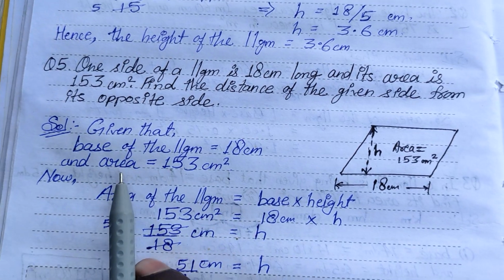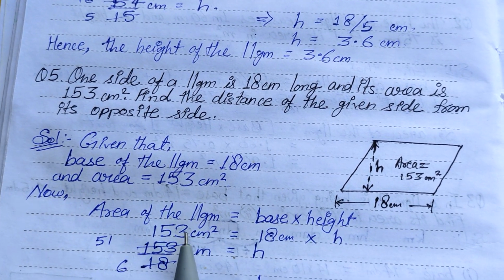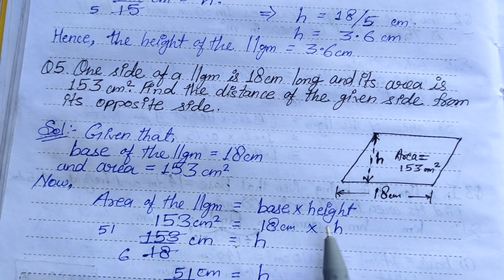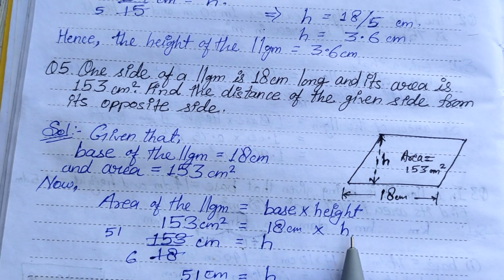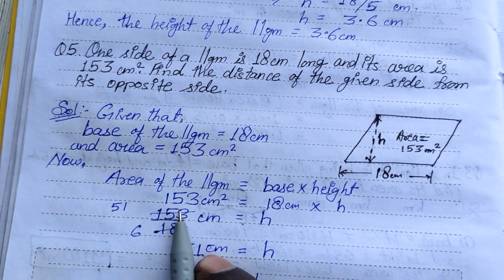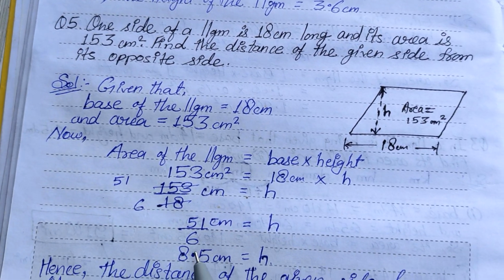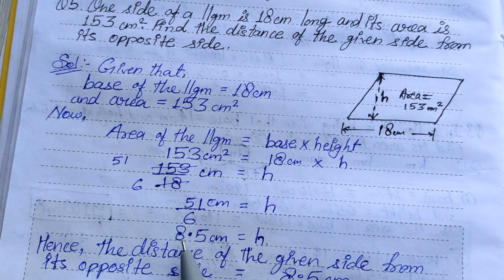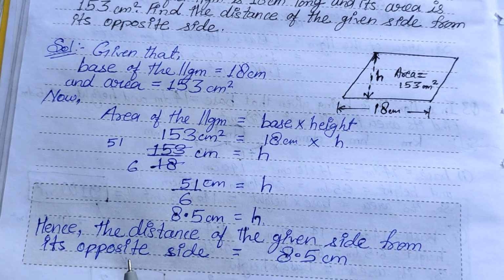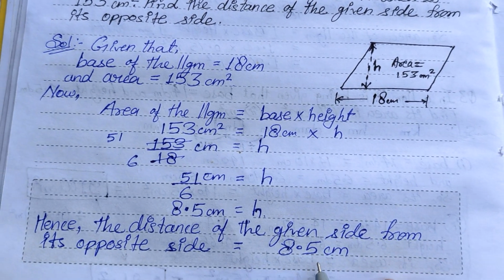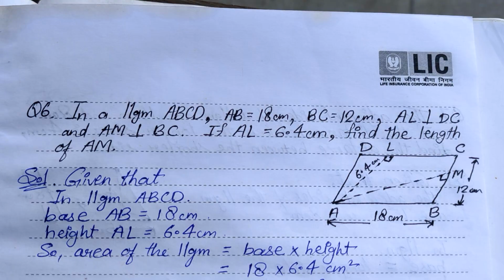Now here we go. Given that base of the parallelogram is 18 cm, area is 153 cm square. We know that area of parallelogram is equal to base into height. So put all the values in the formula. We have 153 cm square is equal to 18 into height. Now transfer this 18 to the left side. It will become divide. So 153 divided by 18, we have 51 upon 6. Now divide 51 with 6, we have 8.5 cm as height. Hence the distance of the given side from its opposite side, or say height, is equal to 8.5 centimeters. Now see the next question.